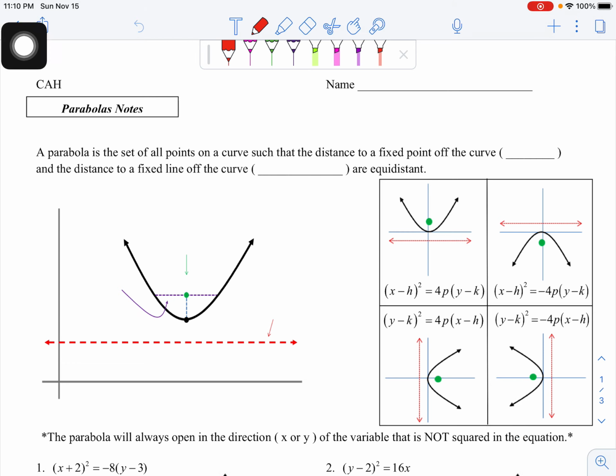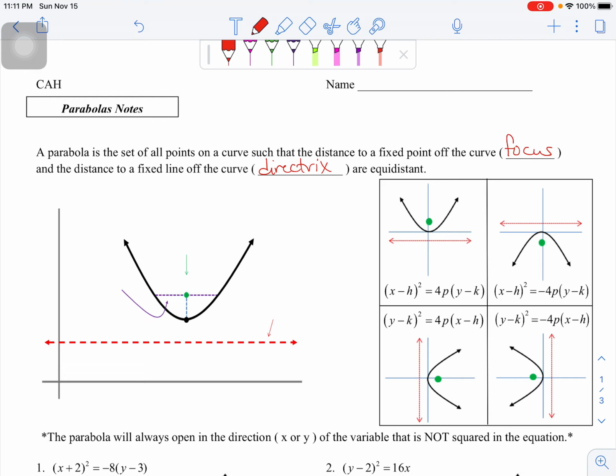So let's talk about something that you probably did not necessarily know about a parabola, and that's the definition. A parabola is the set of all points on a curve such that the distance to a fixed point off the curve, that point is called the focus, and the distance to a fixed line off the curve, that line is called the directrix, are equidistant.